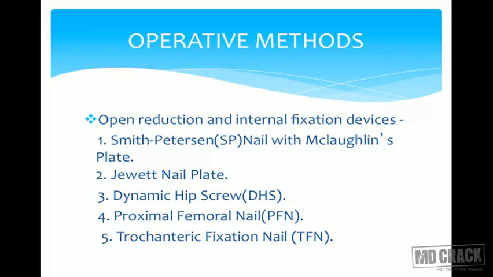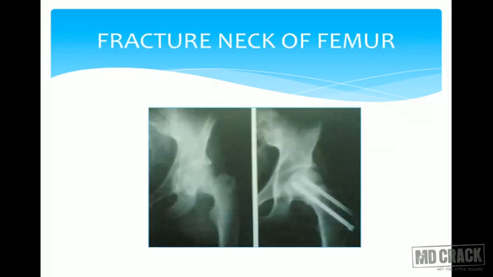Earlier used was the Smith-Petersen nail with McLaughlin plate. The Jewett nail plate was also used. The commonly used implants in today's time are the dynamic hip screw, the gold standard, also known as DHS, the proximal femoral nail, that is PFN, and the latest ones are the TFN, that is trochanteric fixation nail. Both these implants are used today in the management of intertrochanteric fractures.